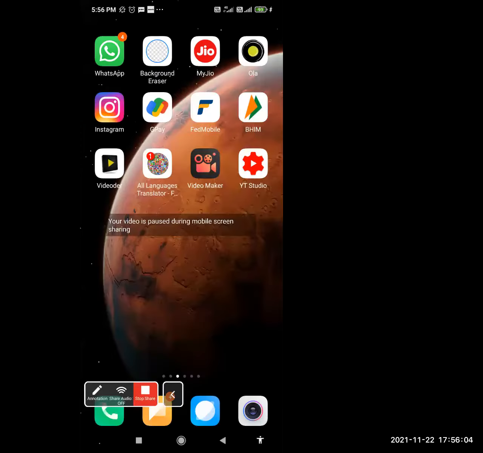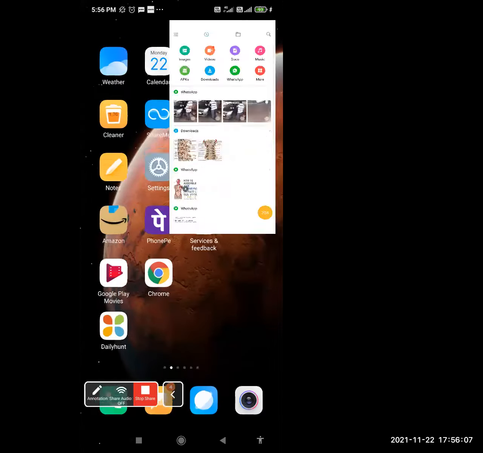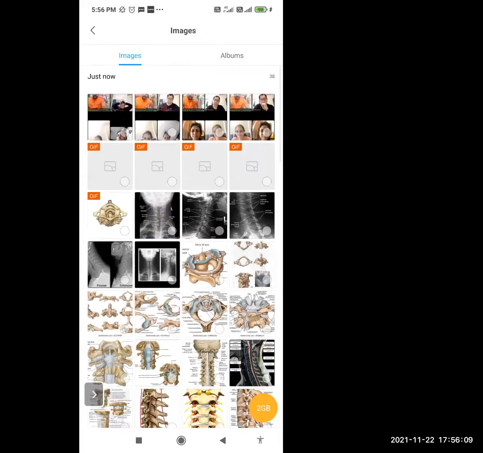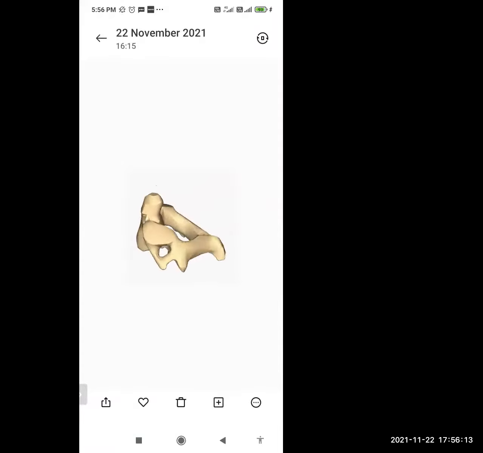Go to images. In the images, go to the axis. Can you see the axis rotating? It's a 3D animated picture, a GIF. You can see the one-and-a-half process up, and typically the anterior view now, okay? That looks like what is called the spaceship.